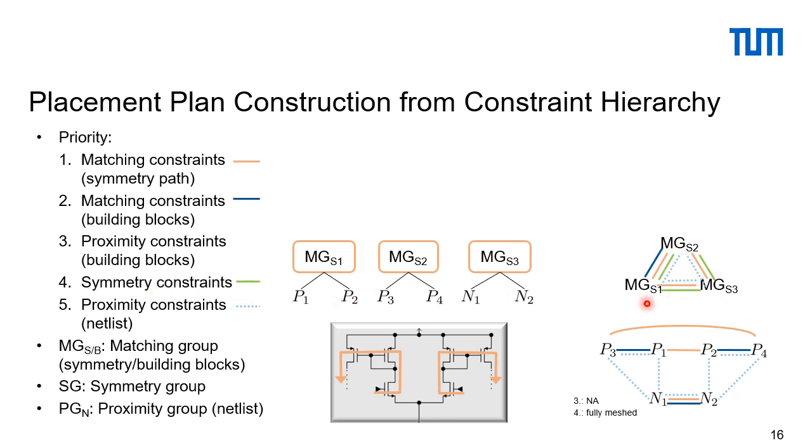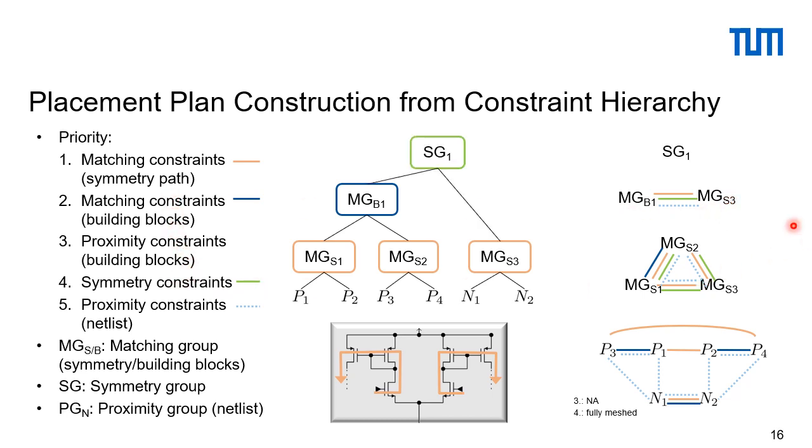So the next step is looking at this graph. Now we have to build a matching group from these building blocks. So those two become a matching group. The graph looks like this. And then finally, the next constraints which come into place are symmetry constraints. So those two build a symmetry group. We might have more proximity constraints if there is a connection to some other part of the circuit.